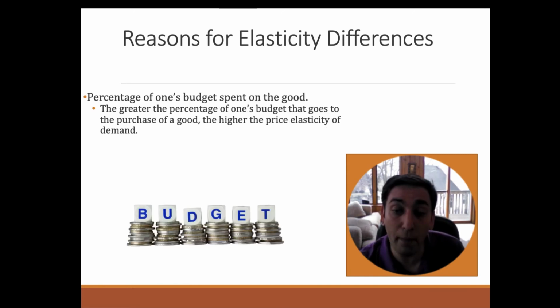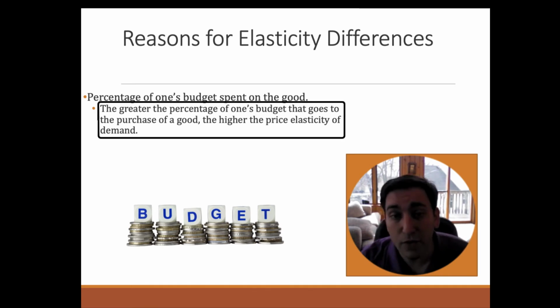The percentage of one budget on a small item, you really don't feel the impact. So if a Tootsie Roll went from 25 cents to 30 cents, okay, it's not a real big deal in the grand scheme of things. If your rent went from $2,000 to $4,000, it's a substantial impact. The bigger the price, the more elastic you're going to be to look for substitutes.